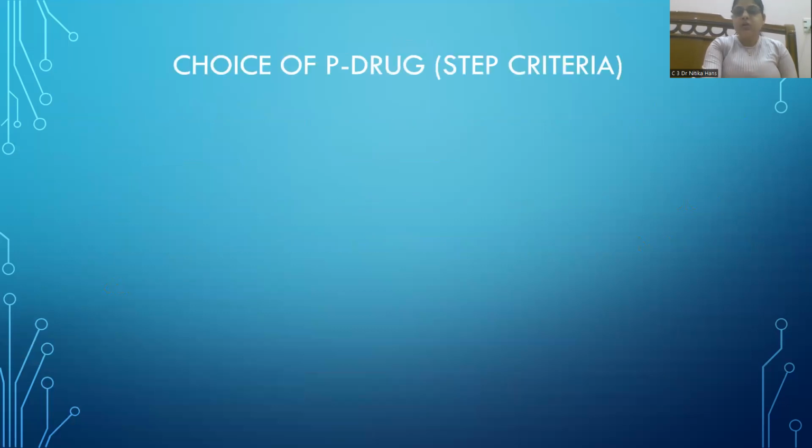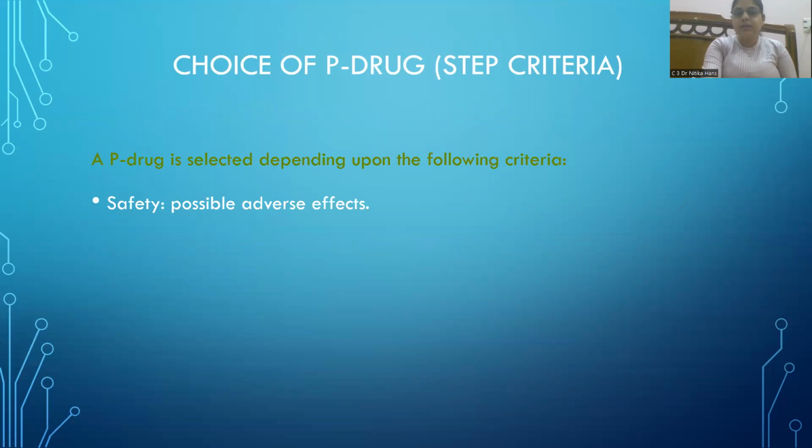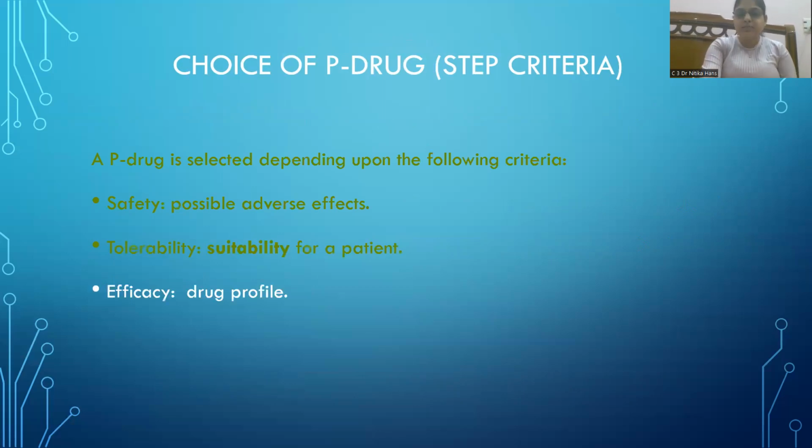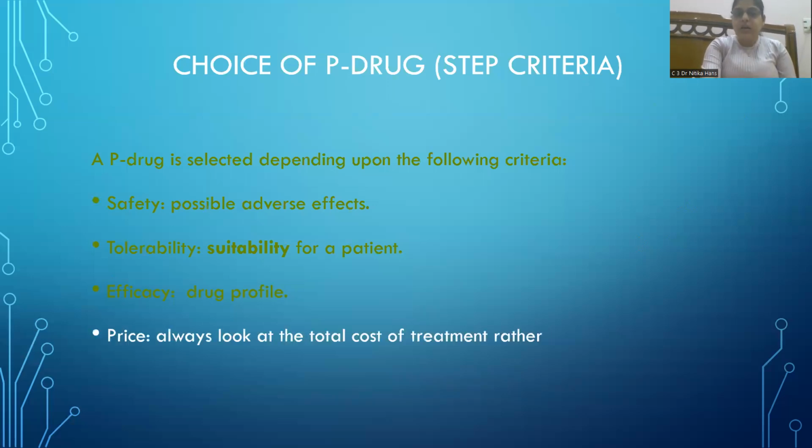The choice of the P-drug has STEP criteria. It depends upon the following criteria. That is safety: how many possible adverse drug reactions were caused by some drug. We have to see that. We have to see the suitability, the tolerability of the patient, the efficacy, which is the drug profile, the therapeutic response of the drug in the patient, and price.